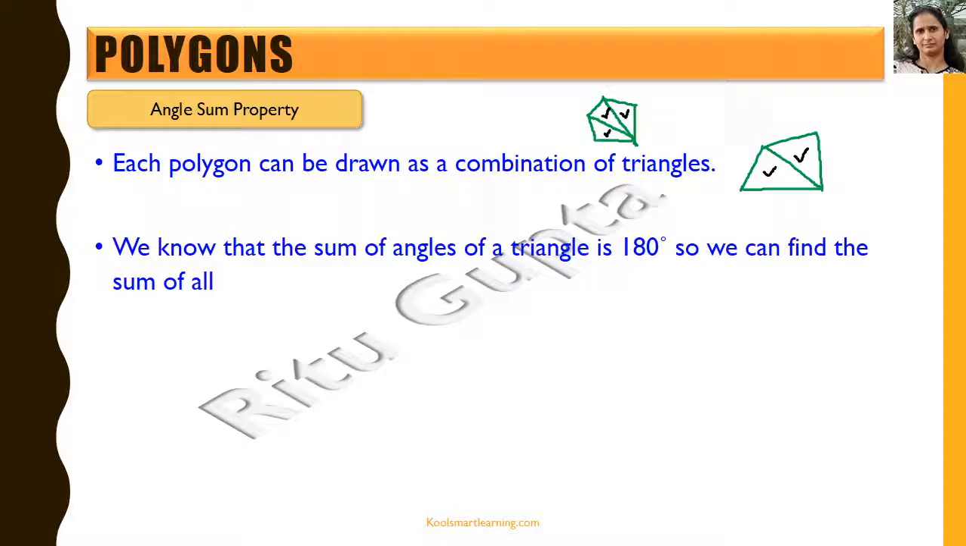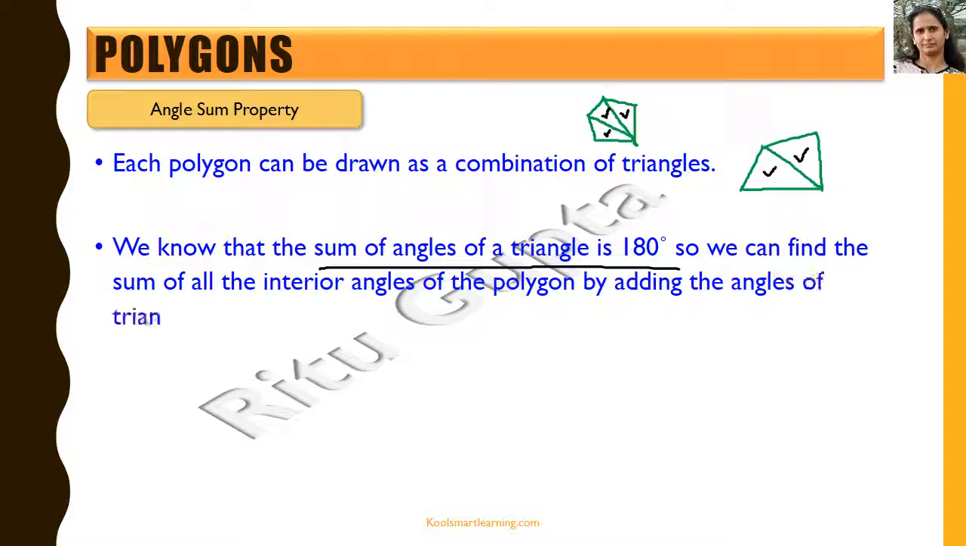Now we know that the sum of angles of a triangle is 180 degrees. So if we want to find out the sum of all the interior angles of this quadrilateral, it has to be equal to the sum of angles of two triangles, which would mean it is 180 into 2, that is 360. Similarly, for a five-sided figure, since it's a combination of three triangles, the sum of its interior angles would be 180 into 3, and that comes out to be 540.